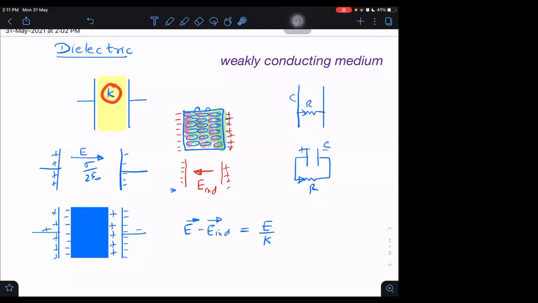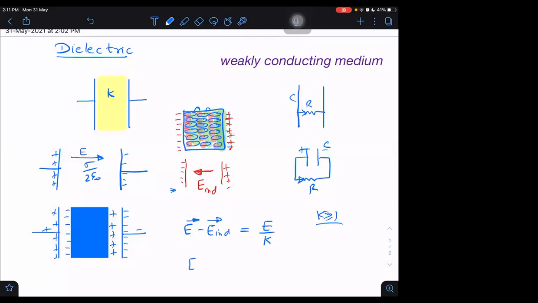So the dielectric constant K is a number which tells us what fraction of the net field the new field has become. This field will become 1 by K times the old field on introducing the dielectric. This K value will always be greater than or equal to 1. For vacuum, it is equal to 1.